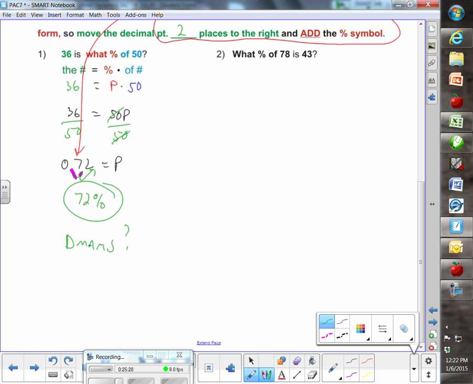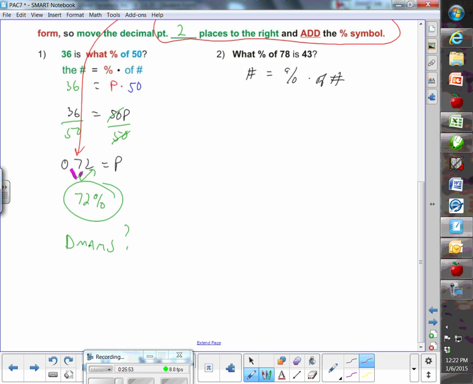All right, let's do the last one. How do you start? With what? Say it if you know it. What do you always start with? Formula, right? Number equals percent times the of number. All right, see if you can finish it and ask the DMAMS. All right, finish it off. Remember, you're looking for a percent. Ask the DMAMS when you're done. See if she likes it.